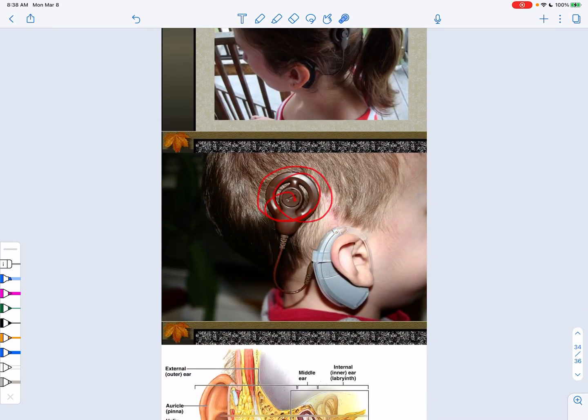You can see his was placed a little bit more to the side of his head, a little bit closer to the ear. You can see this part is much larger. I believe that this is an older model, okay? Because they are getting smaller and smaller.